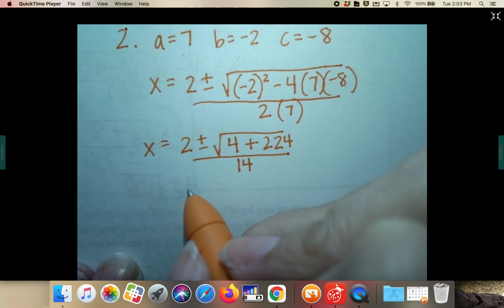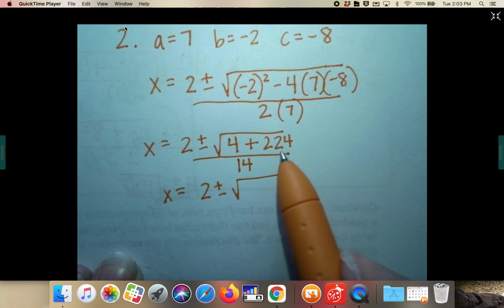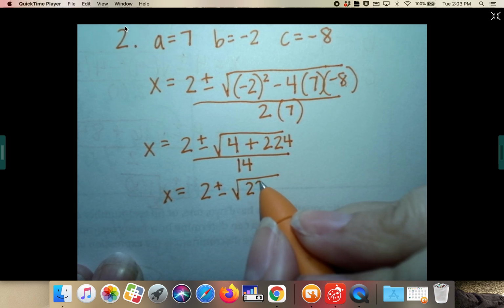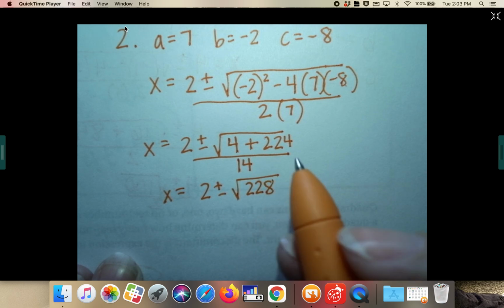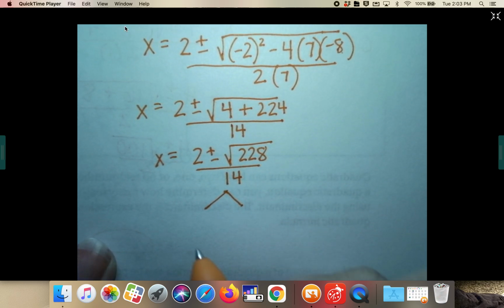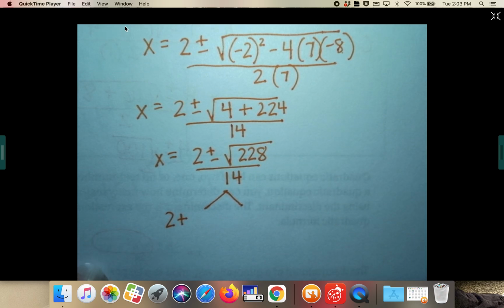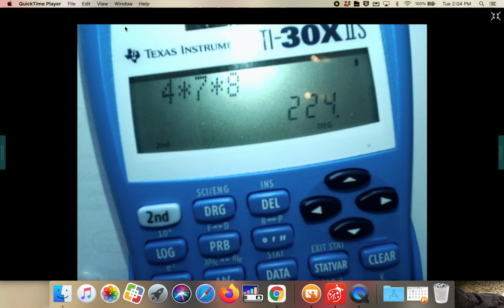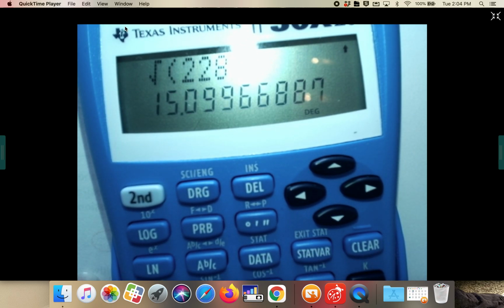All right, so let's keep going one step further. 2 plus or minus the square root of 224 plus 4, which is 228. This is a positive discriminant, so I know I'm going to have two answers. Okay, and those two answers are going to get branched off right here. I'm going to do 2 plus, I don't know what the square root of 228 is. I don't think it comes out evenly. Let's check. Square root of 228 does not come out evenly.